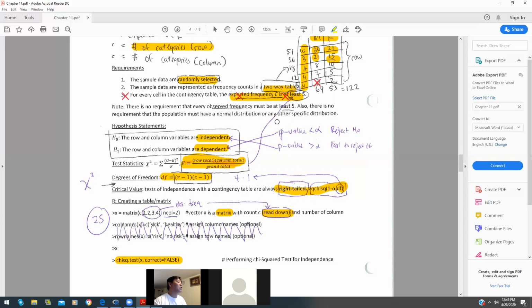And then you do a chi-square test, with correct equals FALSE. So you do not need to do anything that I just wrote down here. So all these things I scratched off, please scratch them off. It's optional, so you do not need to do that. I also recommend you type X out before you do the chi-square test. When you type X out, it shows you all these numbers in a matrix form. So you have to be identically the same. Okay.